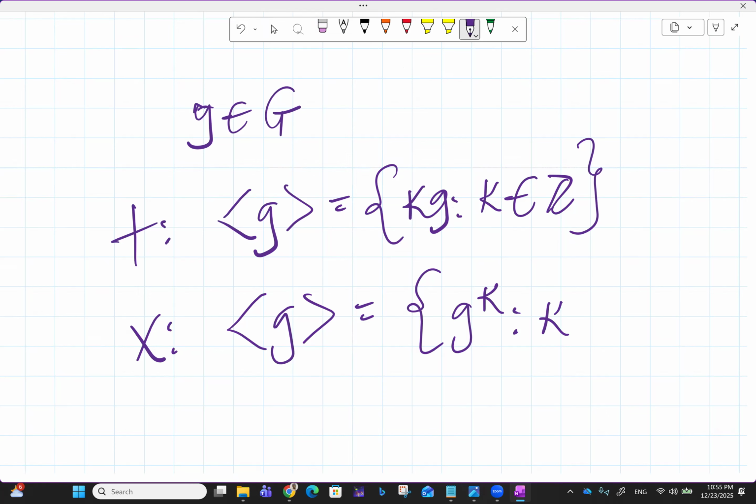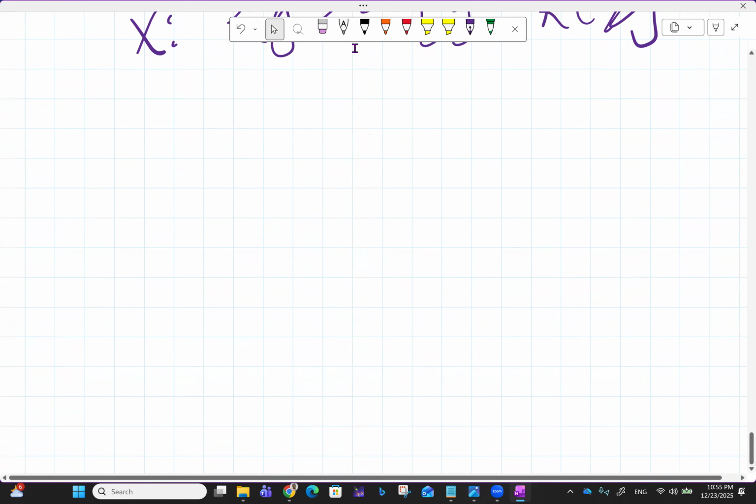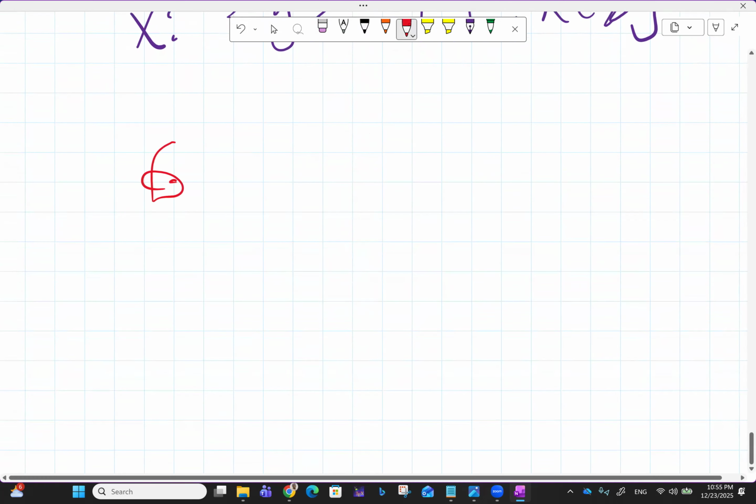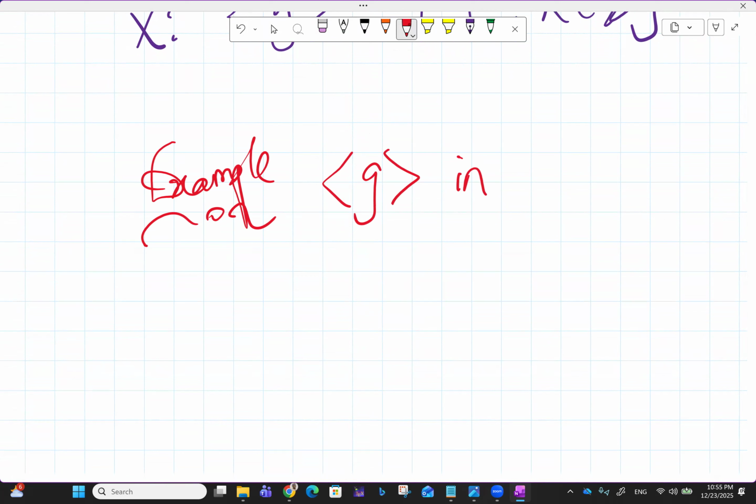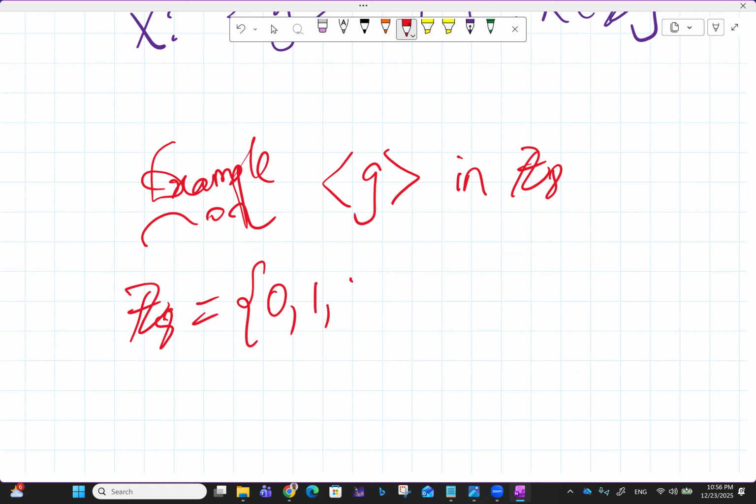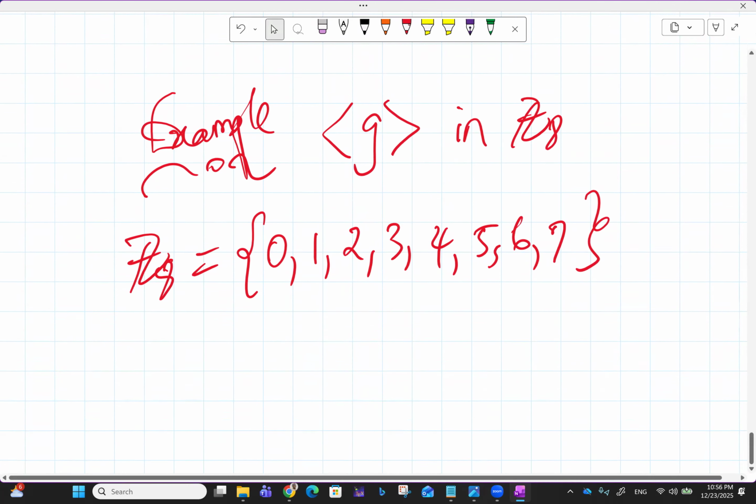Such that k is also an integer. Then we have this example: you want to check if g is 2 in Z8. First of all, you need to understand that Z8 is all integers less than 8, starting from 0. So you have 0, 1, 2, 3, 4, 5, 6, 7. No 8, because it stops at n minus 1.